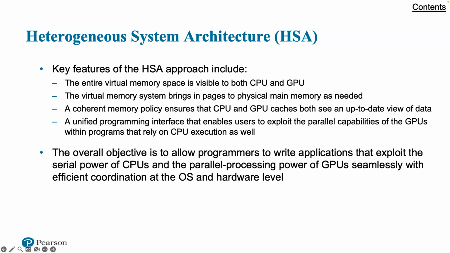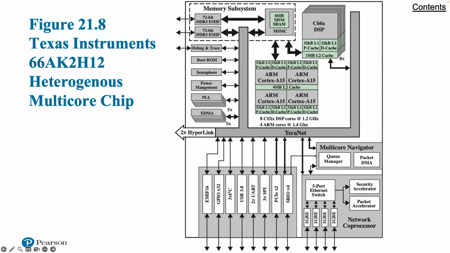And 4, a unified programming interface that enables users to exploit the parallel capabilities of the GPU within programs that rely on GPU execution as well. The overall objective is to allow programmers to write applications that exploit the serial power of CPUs and the parallel processing power of GPUs seamlessly, with efficient coordination at the operating system and hardware level. As mentioned, this is an ongoing area of research and development.